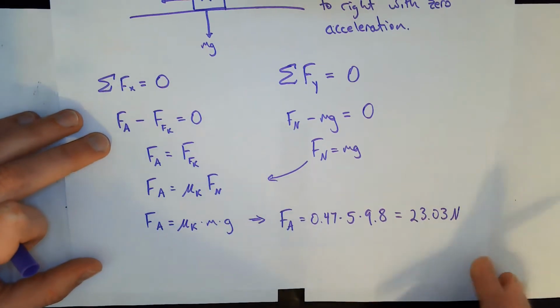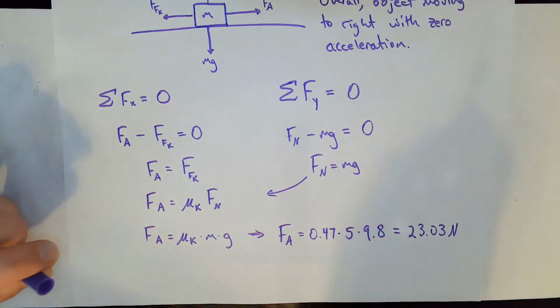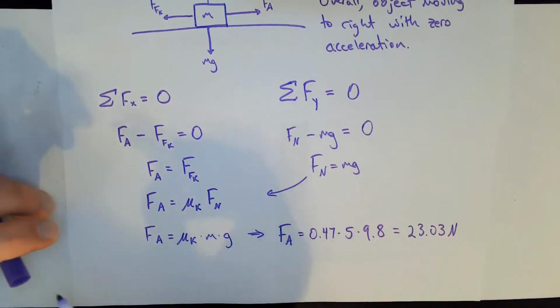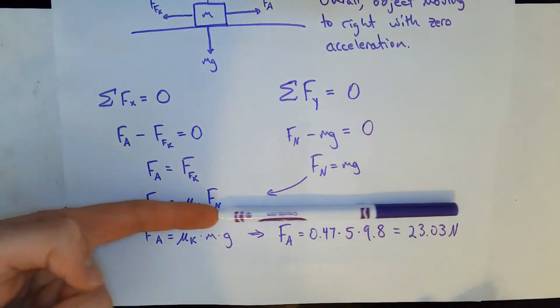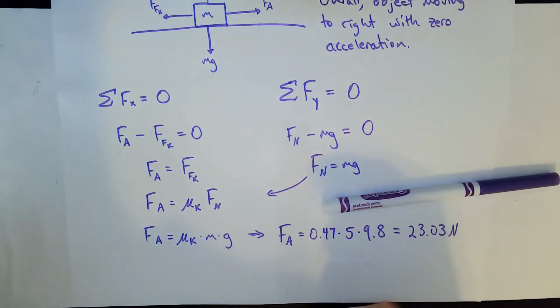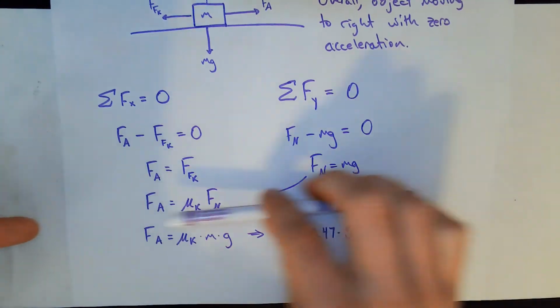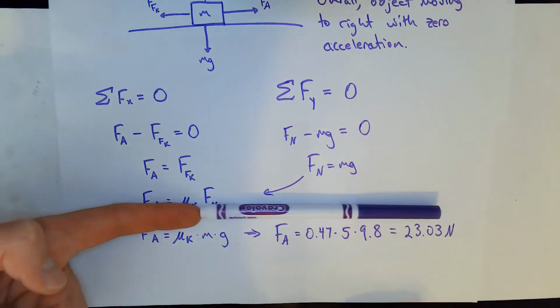That's my applied force. My applied force must be equal to my friction force in order for something to be pushed at zero acceleration. Friction must be perfectly balancing with the applied force if the object is not accelerating.